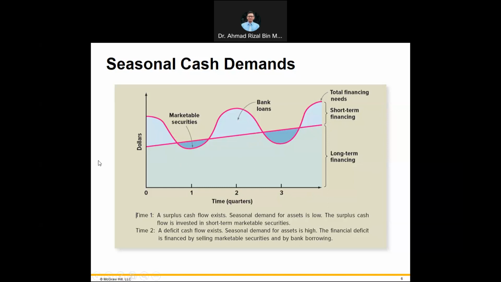we have both components of long-term and short-term financing, and the line here refers to what we call the permanent financing, whereas the fluctuating financing refers to the temporary financing to cover the cyclical deficits in the business.